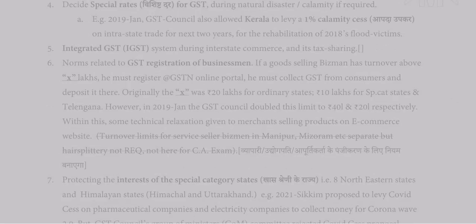4. Decide special rates for GST during natural disaster calamity if required. E.g., in January 2019, the GST Council allowed Kerala to levy a 1% calamity cess on intrastate trade for the next 2 years for the rehabilitation of 2018's flood victims. 5. Integrated GST, IGST, system during interstate commerce and its tax sharing. 6. Norms related to GST registration of businessmen.